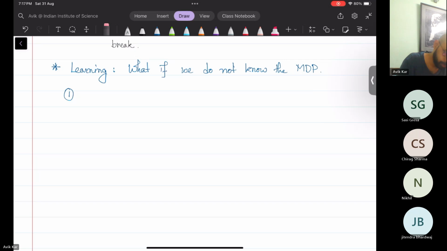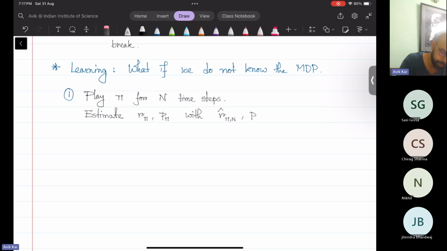One method could be: play pi for n time steps. Then estimate R pi and P pi, with R hat pi and P hat pi denoting the estimates.